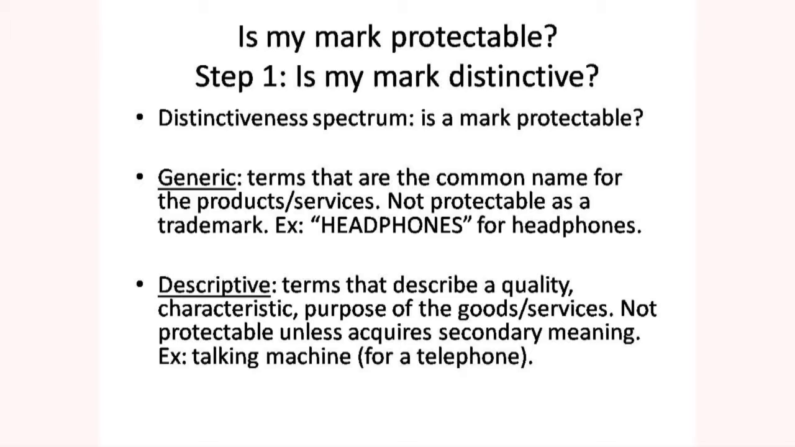The next step in the spectrum is what we call descriptive marks. So descriptive marks are descriptive of what it is you're selling as a product or as a service. So for example, a talking machine for a telephone. So that would be a descriptive mark. In general, descriptive marks are not protectable unless they acquire secondary meaning. And secondary meaning is something that's hard to get, and it only happens when you're able to prove that customers associate your mark with you. But as a general rule, descriptive marks are not protectable, so you want to avoid them.